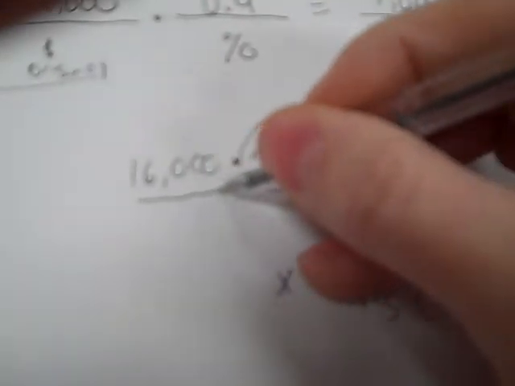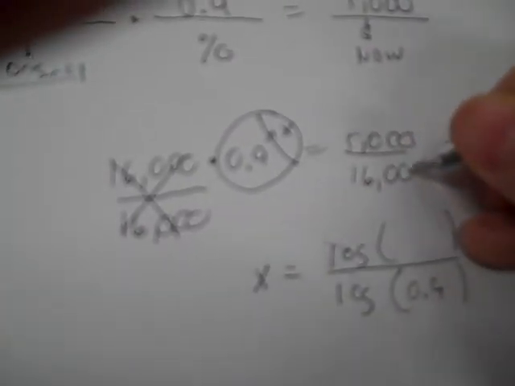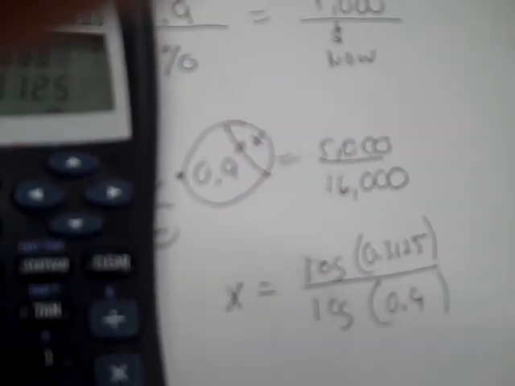Numerator, I don't know. I'm going to have to divide both sides by $16,000. So 5,000 divided by 16,000, 0.3125. Okay, now I calculate my answer. Log 0.3125 divided by log 0.9. Okay, about 11.